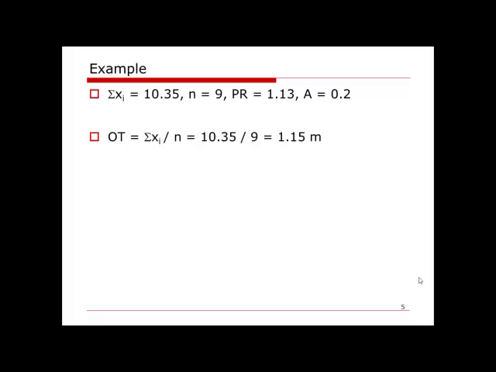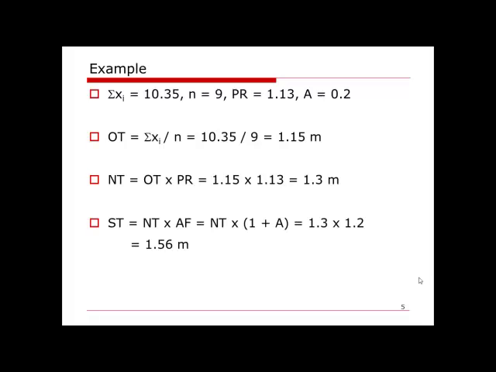So observed time is the total observation time divided by the number of observations, so 10.35 divided by 9, which gives us an observation time of 1.15 minutes. Normal time equals observed time multiplied by the performance rating. So 1.15 times 1.13 equals 1.3 minutes. So this is the normal time.